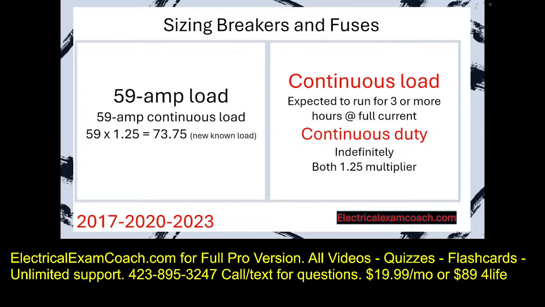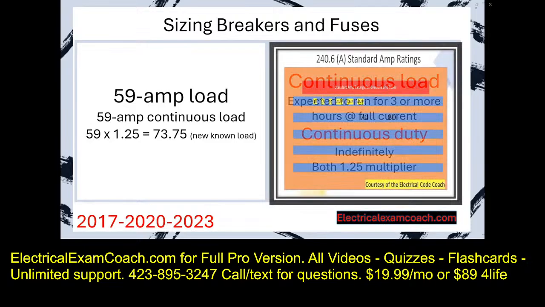59 amp known load from before, and let's imagine that it was told to us that it's a 59 amp continuous load. What we would do is we would take our 59 amps, multiply it by 1.25, then we have a new known load of 73.75. That old load is gone, the 59 is gone, the 73.75 is our new known load, and that's what we would go size our breaker and subsequently our wire by.